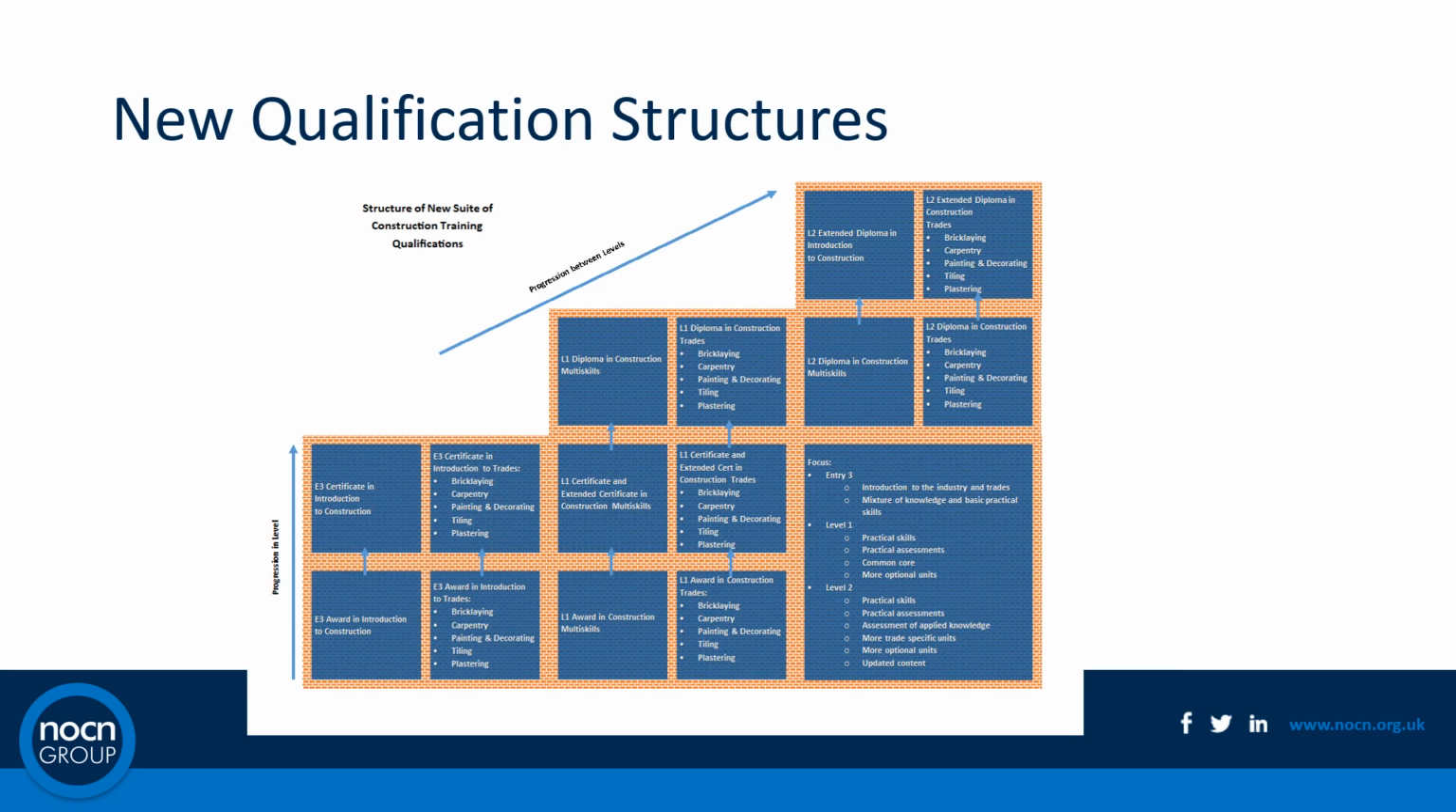Although this is on entry 3, I just want to quickly give you an idea about where it's all leading to. So entry 3, you see there on the left hand side, we've got an entry 3 award in Introduction to Construction and a certificate, and we've also got entry awards in an Introduction to the Trades. So I mentioned those 5 trades at the beginning: bricklaying, carpentry, painting and decorating, tiling and plastering. They'll be available at an award and at a certificate. Going on from there, obviously we've got the changes to the level 1s and the level 2s. So I don't want to steal Simon and John's thunder, so I won't go into those now. But what I will do is take you through what the entry 3 qualifications look like.